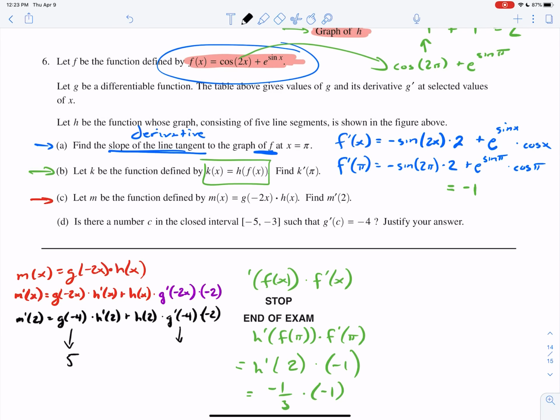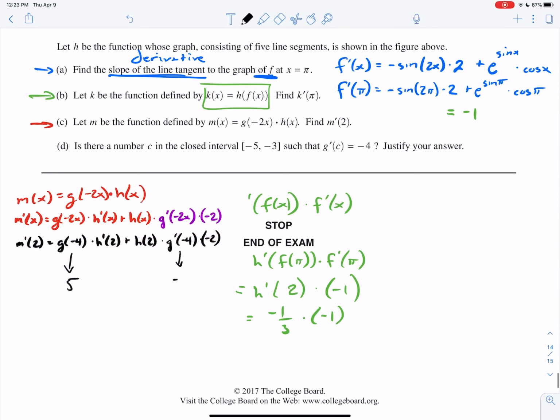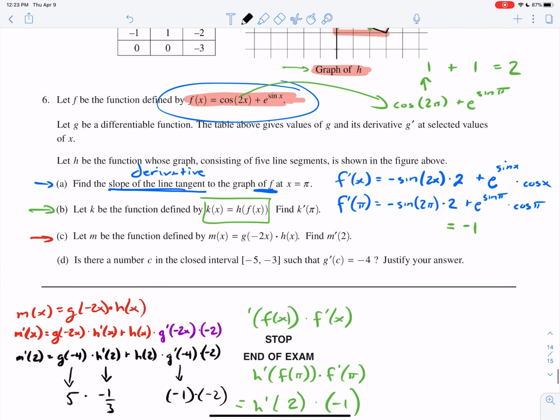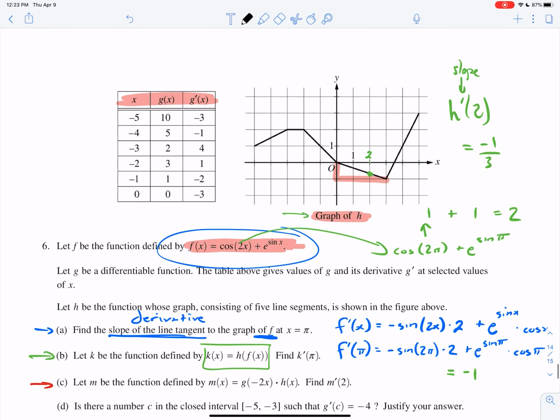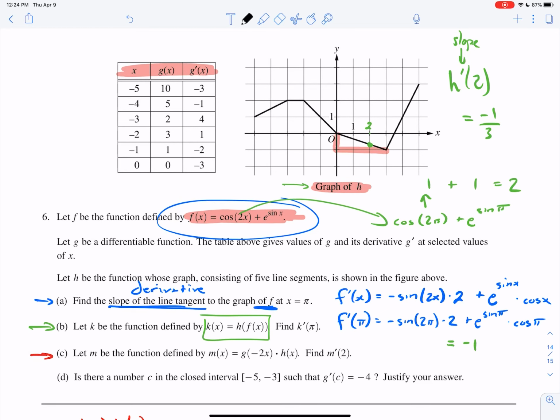Since I'm already talking about g, let's look at g prime of negative 4. That's going to be negative 1. Okay, h prime of 2, we figured out earlier in the last part that it was negative 1/3. And did we figure out what h of 2 is? Okay, h of 2 is going to be that coordinate right there.